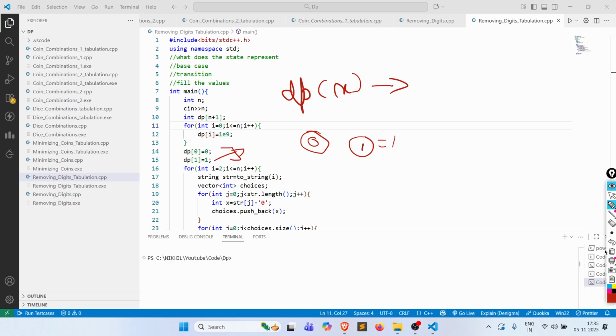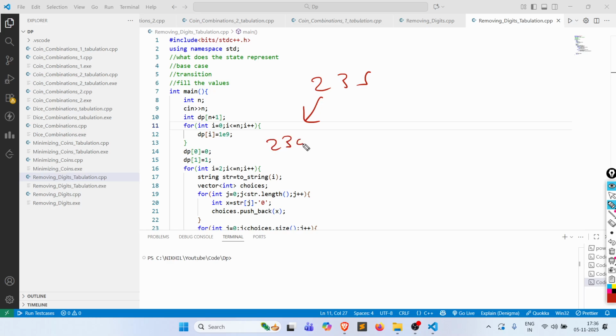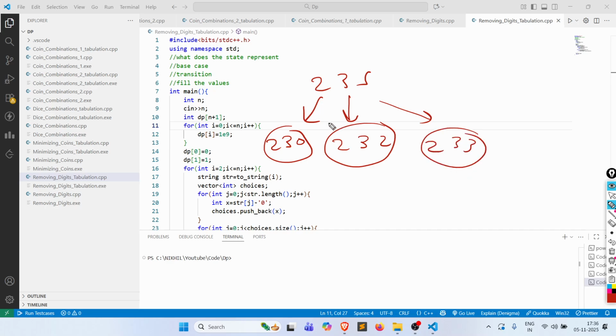So let's see now what would be our transition function. Let's say I am at any number, right? 235. So what I can do is I can subtract 5 from here, I can subtract 3 from here, so 232, and I can subtract 2 from here, so 233, right? And 1 plus the answer for these numbers, right? So this is our transition function. I have to take the minimum of all, right? Now this is our recursive function.